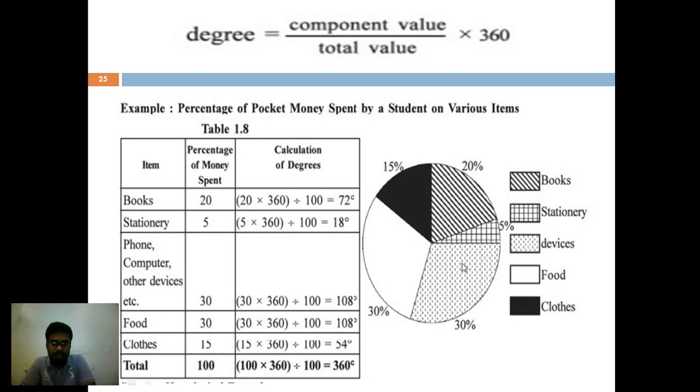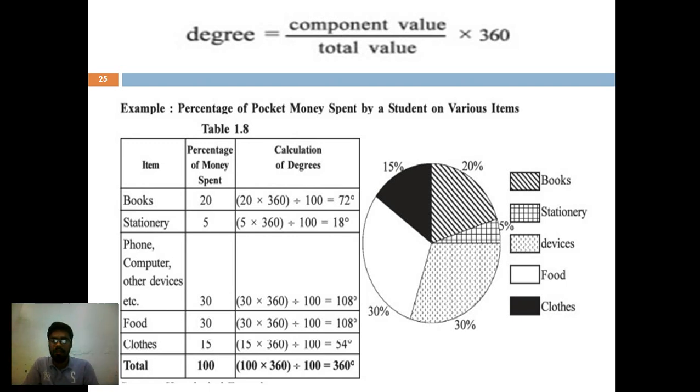Okay. Then next one, that is for food. We have spent 30% of our money for the food, that is 30 rupees. So it is 30%. And last one, that is clothes. We have spent 15% of the amount for the clothes, that is 54 degrees that we have seen over here. So this is about the pie diagram.